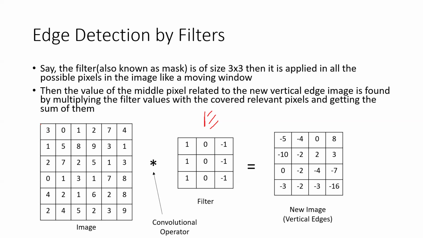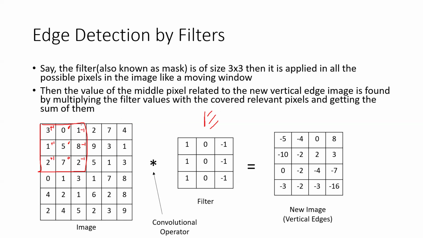use this filter and apply it on the image like this, and multiply with it. So for this filter, first you apply +1, +1, +1. These are the values. Then this is -1, -1, -1. These are zeros.